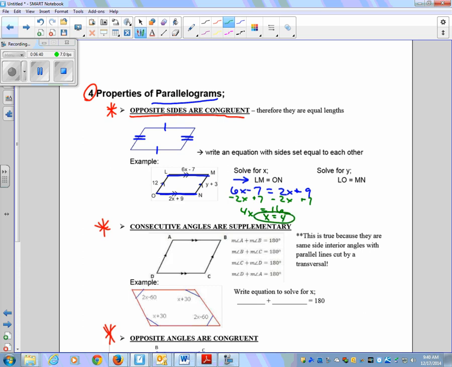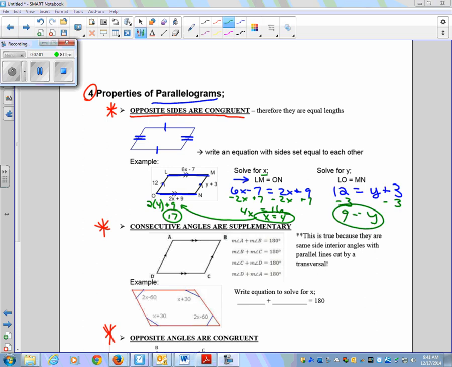If x equals 4, here they just said solve for x, but they could ask you what the side length is. You would just plug in 4 here: 2 times 4 plus 9, 17. Now you try solving for y. Since LO equals MN, 12 equals y plus 3, and we get y equals 9. We could plug y back in and see that it matches, 12 and 12. That's the first property.